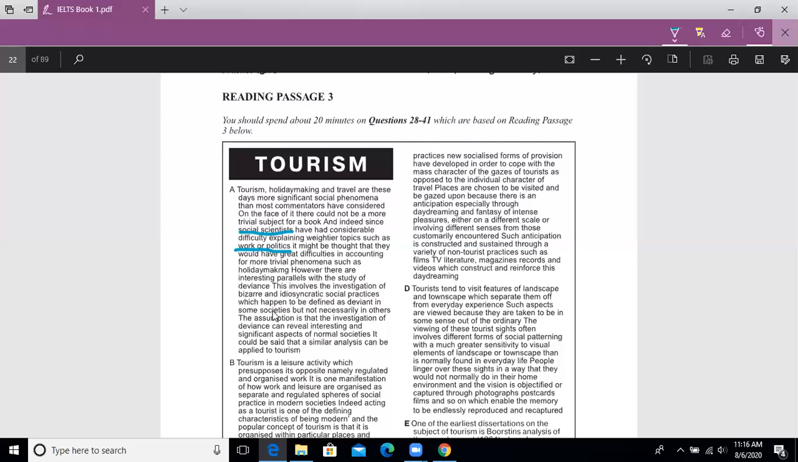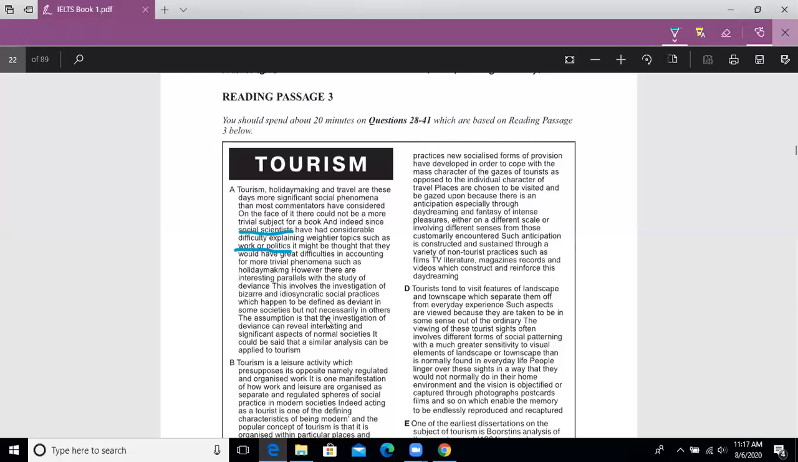Okay, and social scientists are saying that they might face difficulties in explaining such topics, as they might face problems in explaining or talking about topics like work or politics. Okay, sometimes people investigate some bizarre things. Okay, and but not necessarily in others.